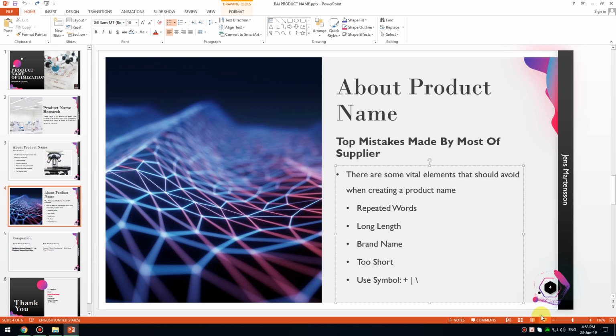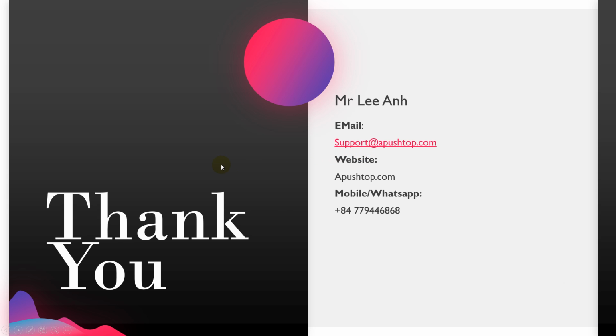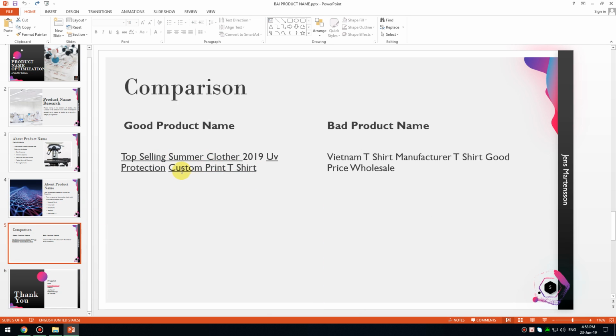Finally, we come to the final part of our discussion today. I'm going to show you the comparison between a good product name and a bad product name. You can see over here, for this product, it has three keywords. I think the first keyword is t-shirt, the second one is print t-shirts, and lastly is custom t-shirt. And they are placed in a good order. The strongest one is placed at the end of the product name, the second keyword next to it, and finally the third keyword is the last one.